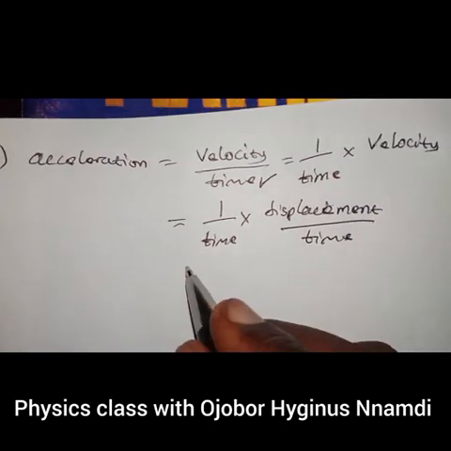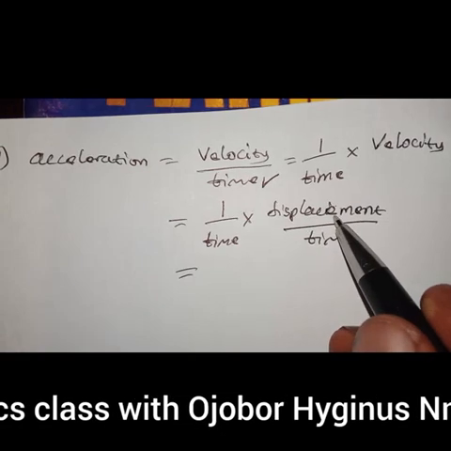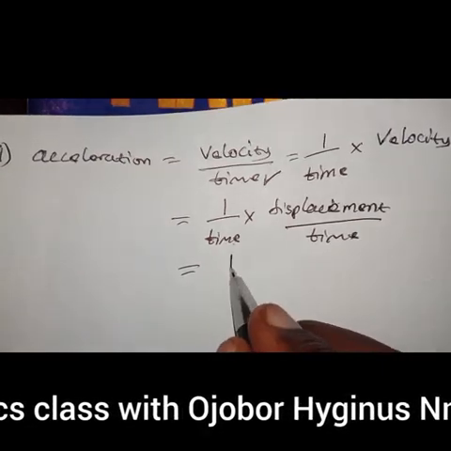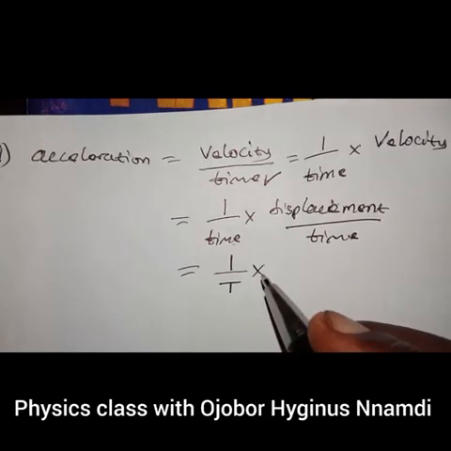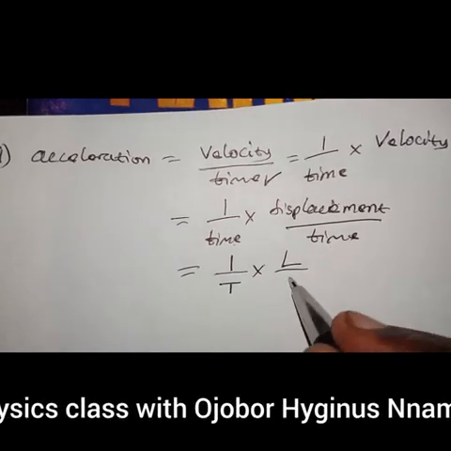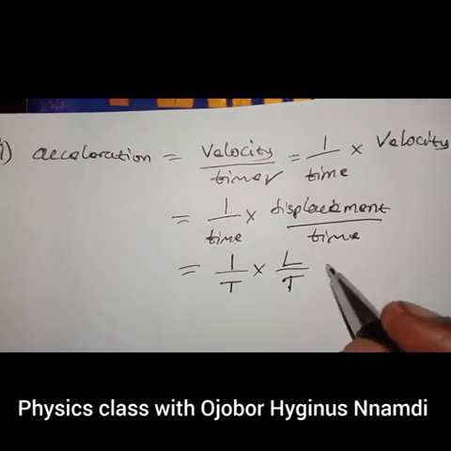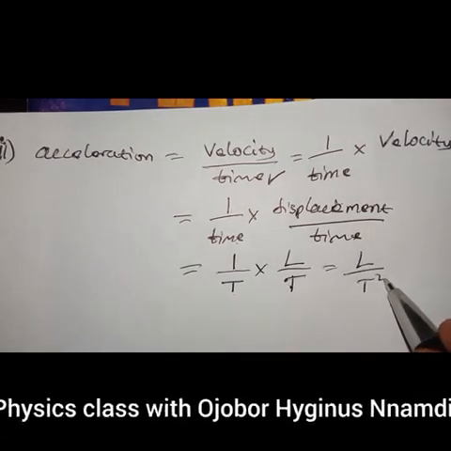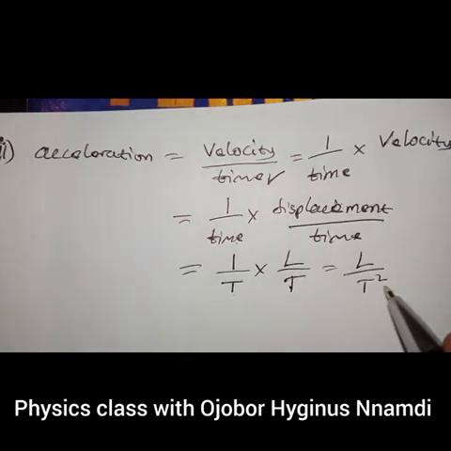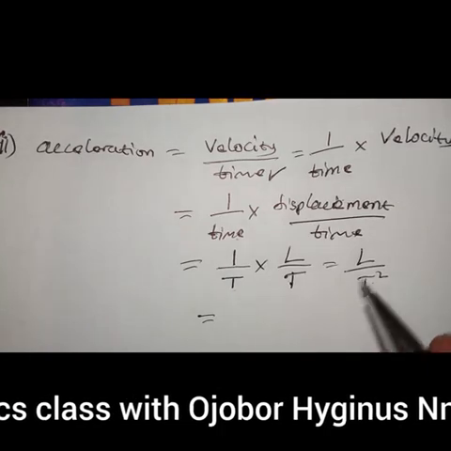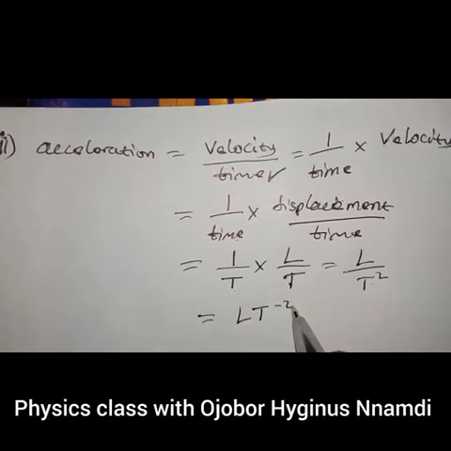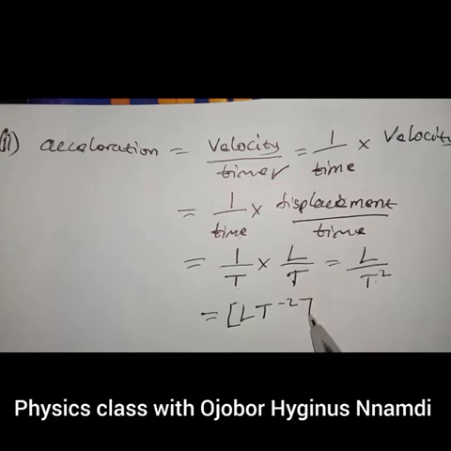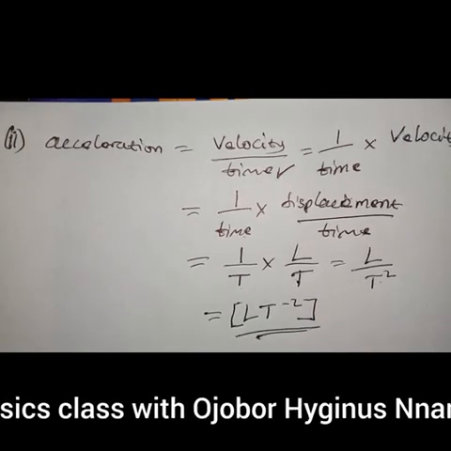So with this, we have seen that displacement is a fundamental quantity. Remember, I said it is the same as length, then time. So if we put the dimension, we'll have 1 over capital T times displacement, which is length, L, all over time, capital T. And we put it together, 1 times L is L, T times T is T squared. And remember, I said you should not leave dimension in a fraction form. So if you bring this T up, it becomes L T raised to power minus 2, which is advisable to put in block brackets. So this is the dimension of acceleration.